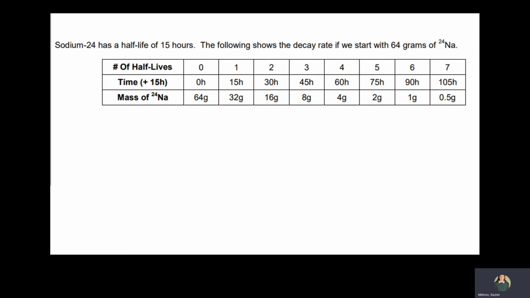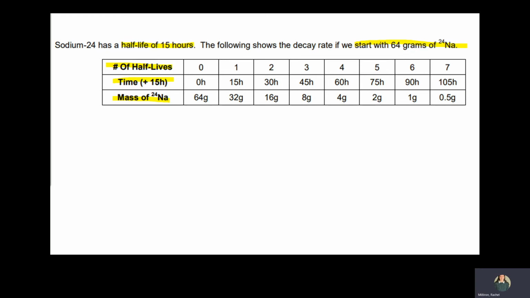When we're given these types of problems, using the tools we have is pretty important. So highlighting information, the number of half-lives, we go from 0, 1, 2, 3, 4, 5, 6, 7. The amount of time, for every time that passes, we are adding 15 hours, and the mass number of that sodium is listed for each half-life that passes. What we're given in that statement is that the half-life of sodium-24 isotope is 15 hours. And we start with 64 grams.